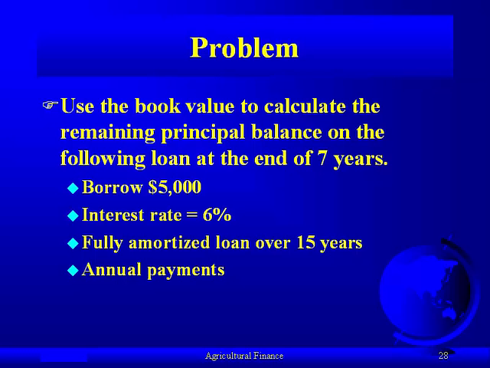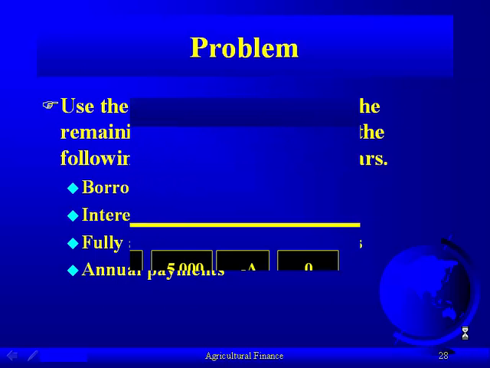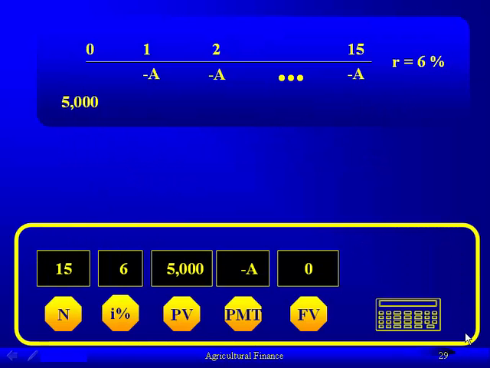So we're going to use the book value to calculate the remaining balance on the following loan at the end of 7 years. And we assume that we're going to borrow $5,000. The interest rate on that note is 6%. It's going to be fully amortized over 15 years. And we first have to determine what are the annual payments. Okay? And all these problems are sequential, so we have to know what to solve for first. In this case, we have to know what the payments are on that loan.